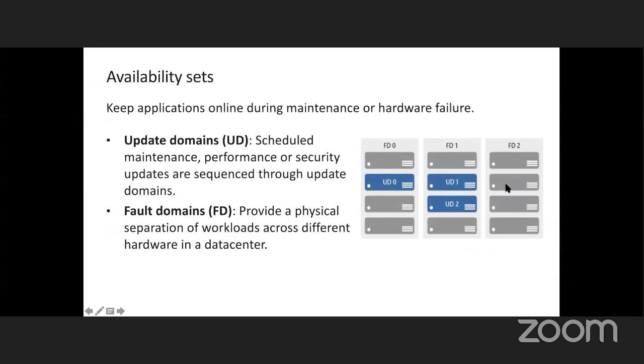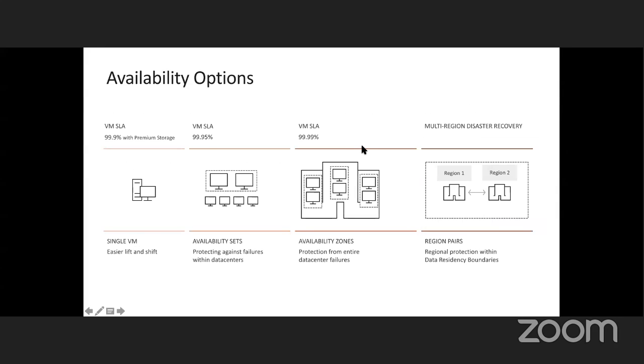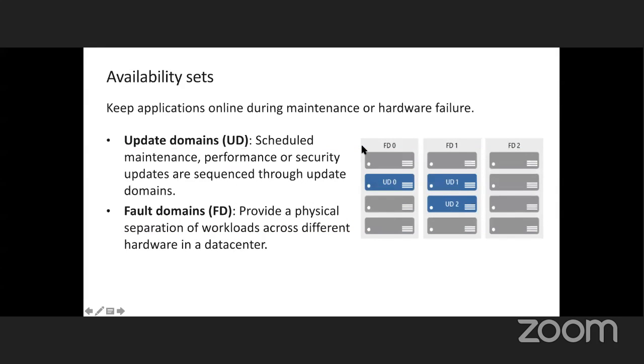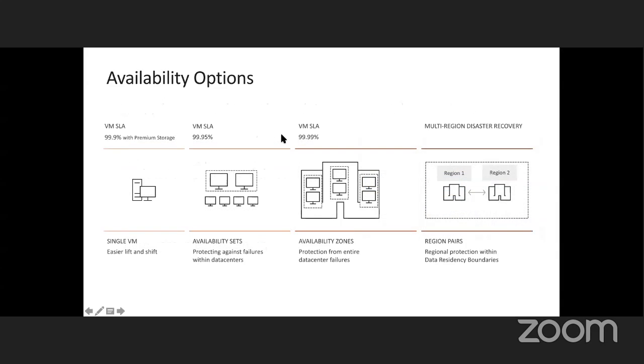Right. Now, availability sets, you keep the application online during maintenance or hardware failure. Okay, so this comes in handy when you have to update your applications, right? Or you have to maintain them, or you have to install something, or there's a failure in that. So there you can schedule maintenance, performance, or security updates in a sequence through update domains. So you can use this whenever you have to do any modification or an update to your applications, right?